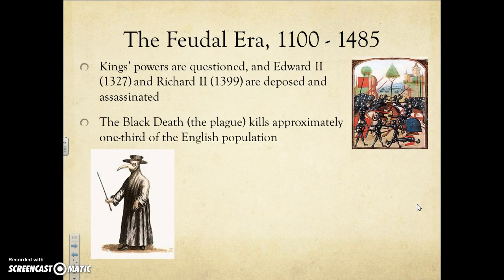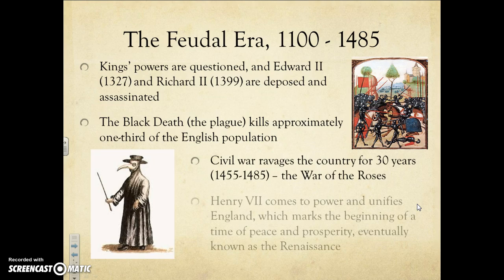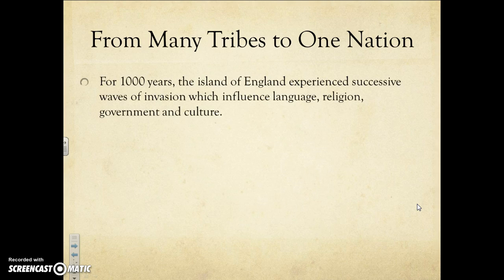And this is just a representation of the huge civil wars that were going on for over 30 years in England. When Henry VII comes to power and unifies England, it marks the beginning of a time of peace and prosperity, eventually known as the Renaissance. And that, in the second semester of this school year, will be when we start talking about Renaissance poets, most famously William Shakespeare. So let's consider how England really went from being a many-tribe nation to one nation.